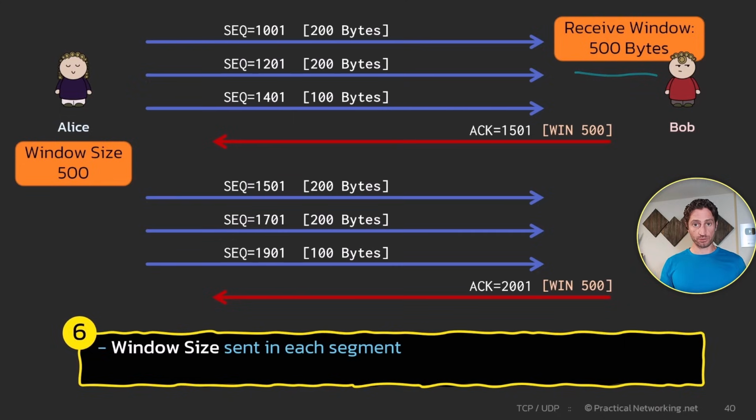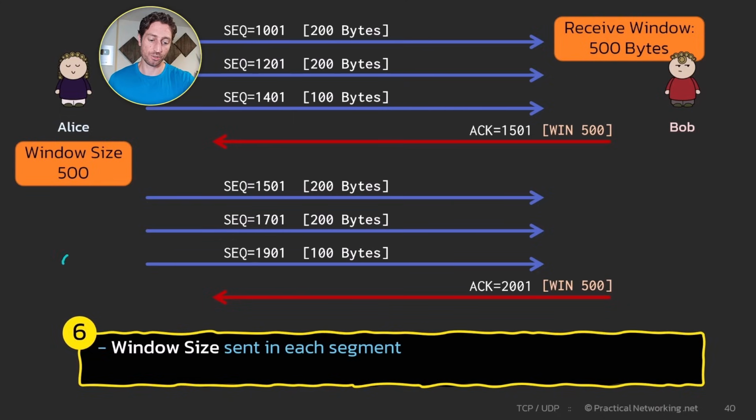But how did Alice know that the window size was 500 before this first acknowledgement sent from Bob? Well, that should be a clue that something had to happen before data was sent between Alice and Bob in order to establish the initial window size. But more on that later. For now, understand that the window size is actually set in every single segment.